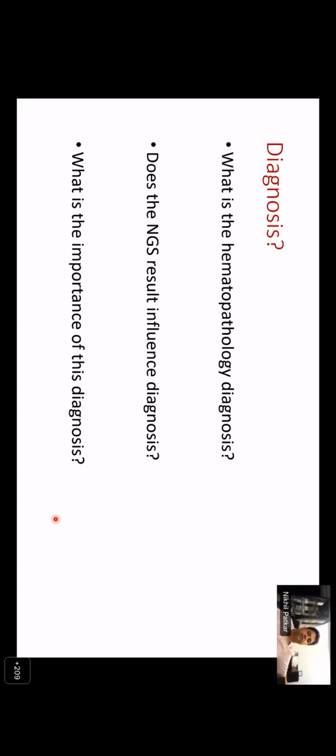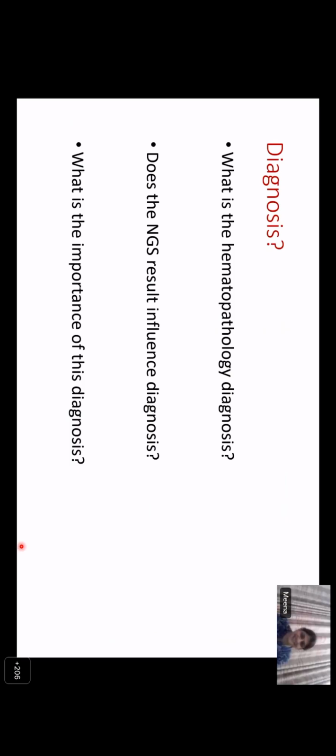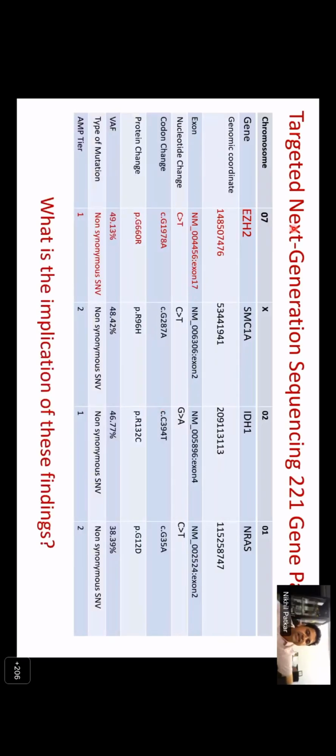So does the NGS result influence the prognosis here? It influences the prognosis. We have seen in NGS there are genes which are mutated. In the particular set of mutations this patient had, what do you think is important? It's okay if you don't know, say you don't know. It's fine. All right, no need to worry about it. So what's the importance of this diagnosis? Let's look here. This patient has an EZH2 mutation. What is the implication of these findings?